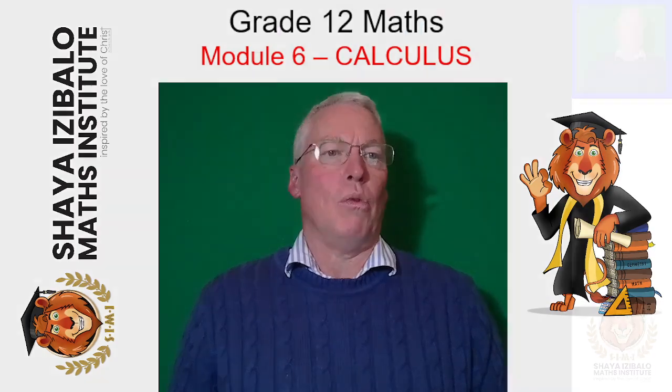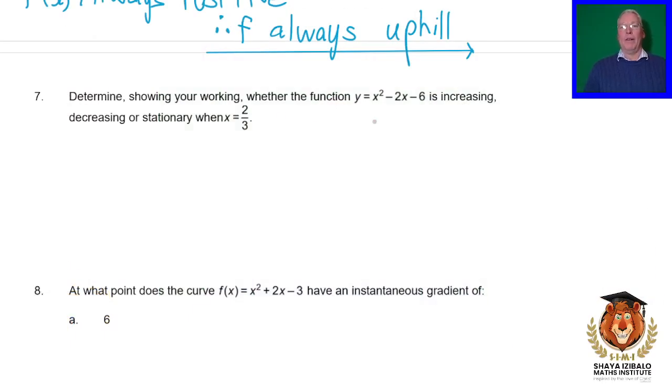We are on page 120, right? And the question says, is this function increasing, decreasing, or stationary? Stationary means going flat when x is 2/3. So we are interested in finding out about its gradient. And remember, to find gradient, we're going to find the derivative. We are going to differentiate this thing to find its gradient function. And its gradient function is 2x minus 2. Not 2x squared, 2x minus 2.